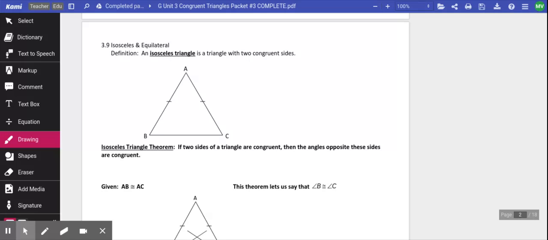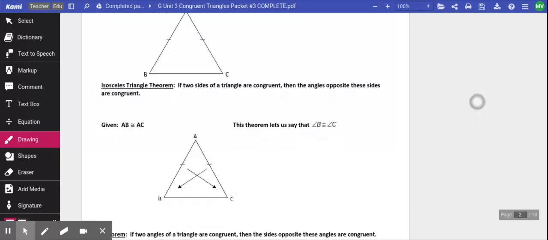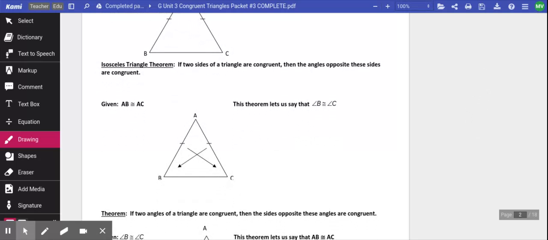Now, there's an isosceles triangle theorem that says if two sides of a triangle are congruent, then the angles opposite these sides are congruent. So, in our triangle here, if we know AB is congruent to AC, that means that angle B is congruent to angle C.